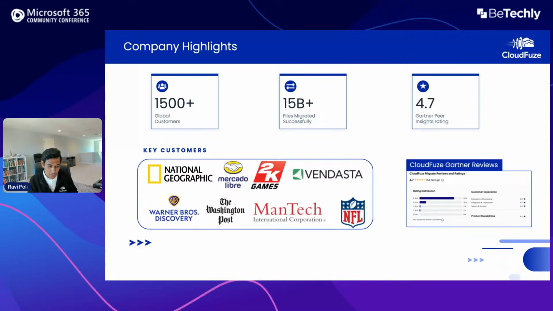A lot of the customers were at that time trying to move a lot of their on-prem workloads into cloud platforms like Microsoft 365 or Google Workspace. So over the years, we solved a lot of these customers' problems. As you can see on the screen, 1,500 plus large customers, and we migrated more than 15 billion plus files. And we consistently are always rated high in Gartner reviews. And you can see some of the known customers of ours.